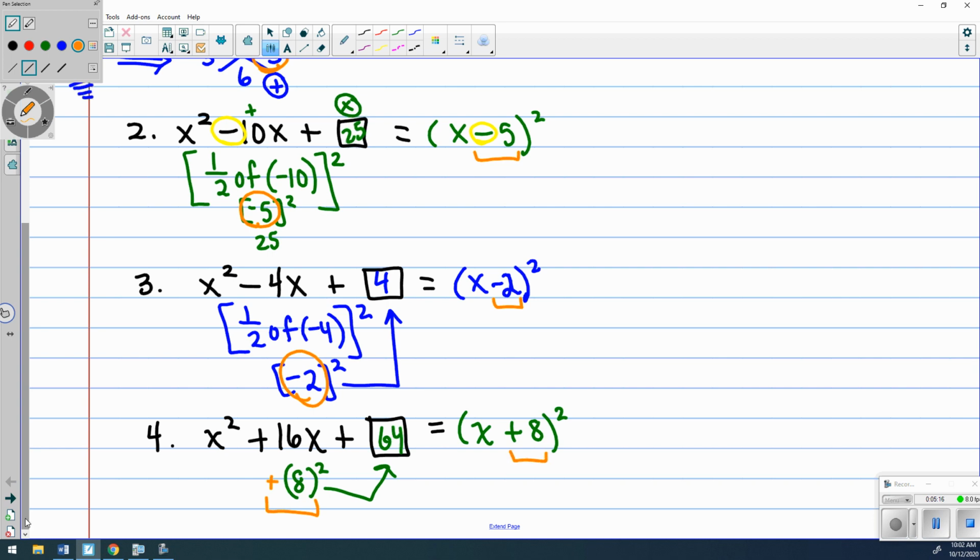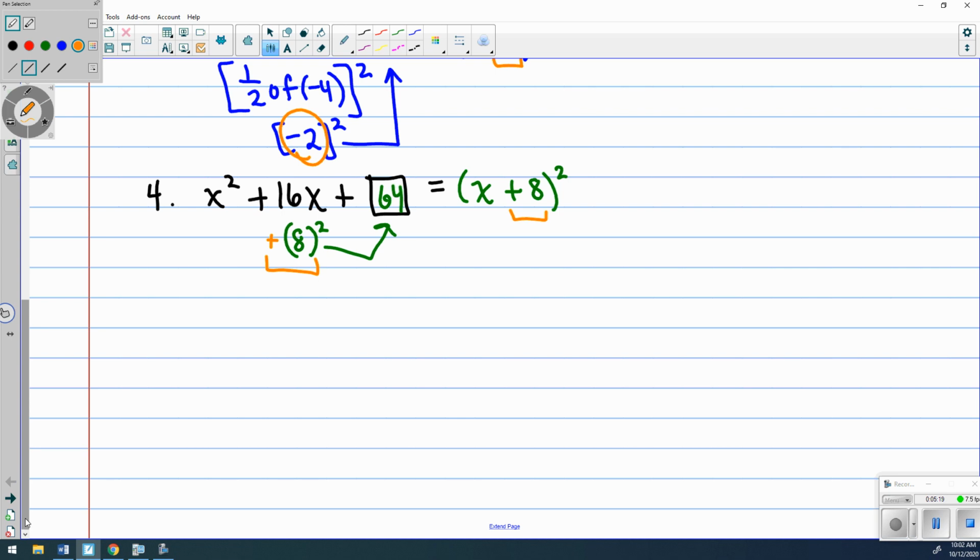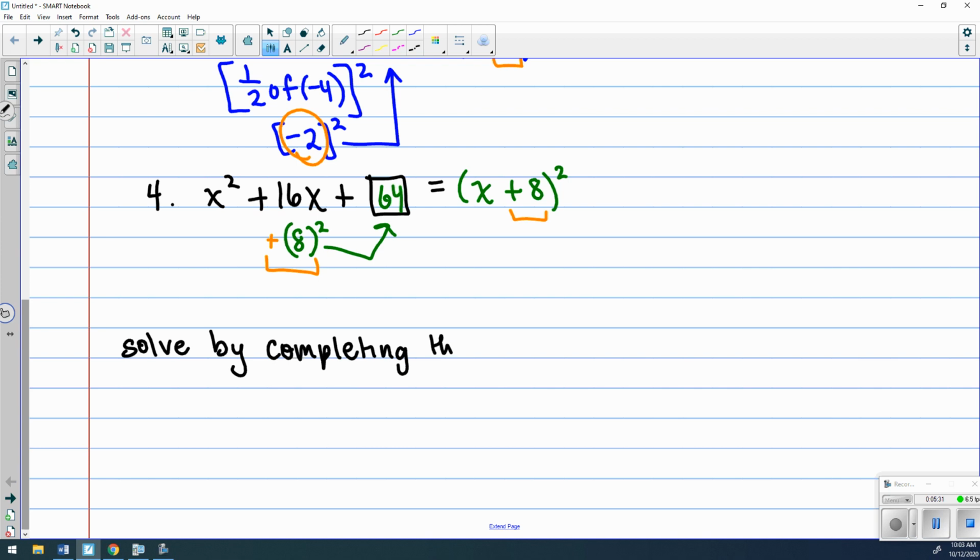All right, well, let's get down to business. Let's use completing the square to do some work. Okay, so I want to solve these next few problems by completing the square. Okay, example A. I want to solve x squared plus 4x minus 21 is equal to 0.